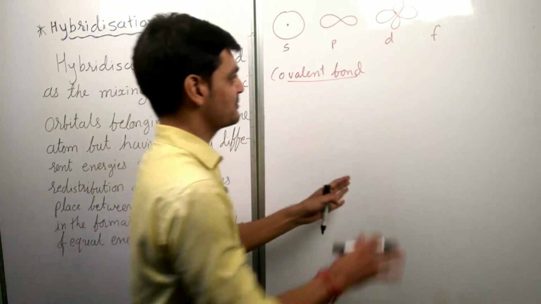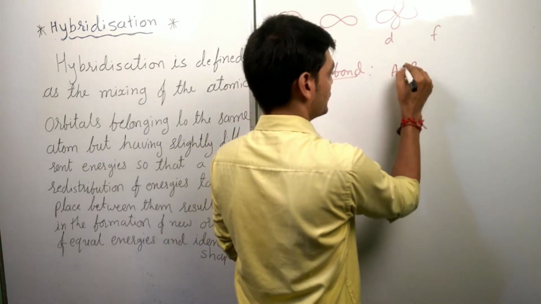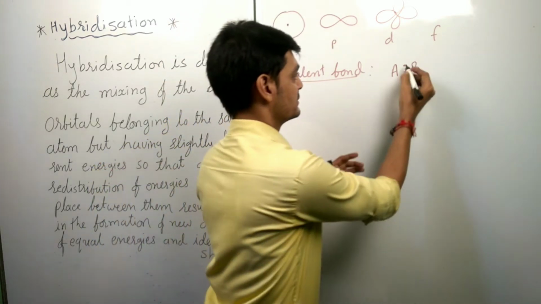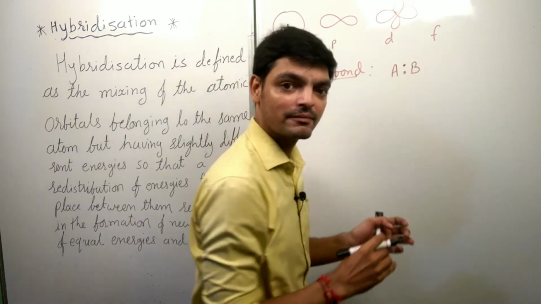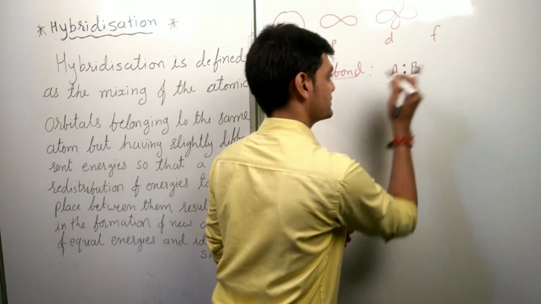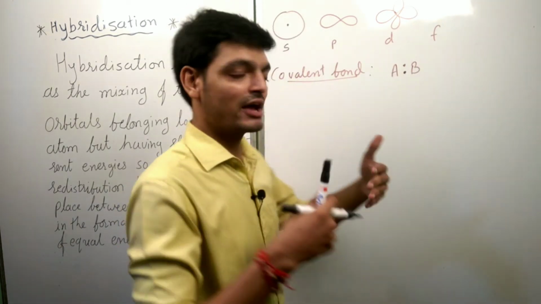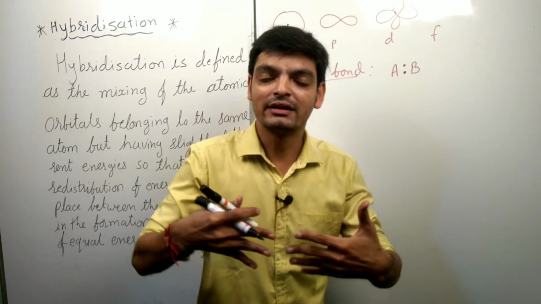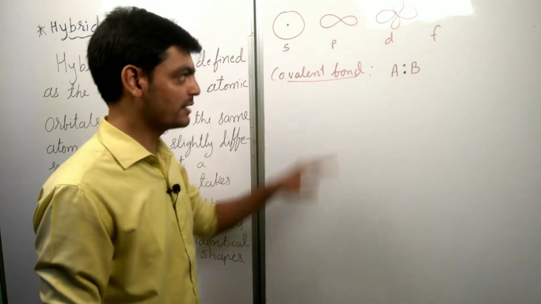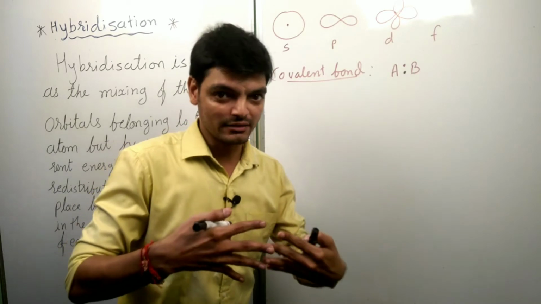A covalent bond is a bond formed between two different atoms by mutual sharing of electrons. For example, this electron is of atom A and another electron is of atom B, and if they want to complete their octet, they share their one electron each and form a bond. It is called a covalent bond. So in a covalent bond, electrons are mutually shared between two atoms.